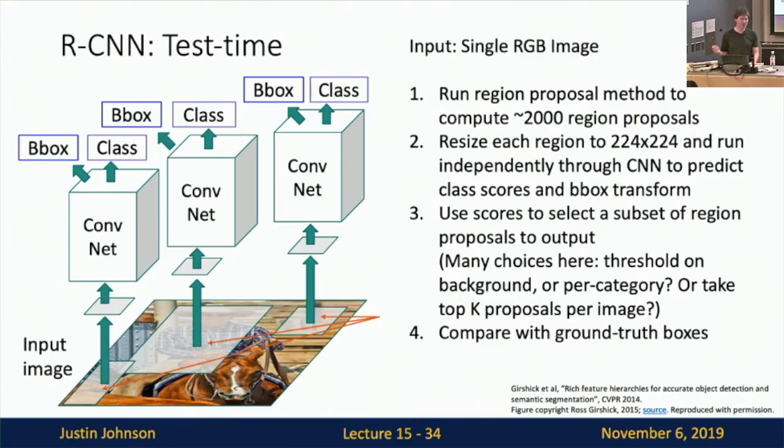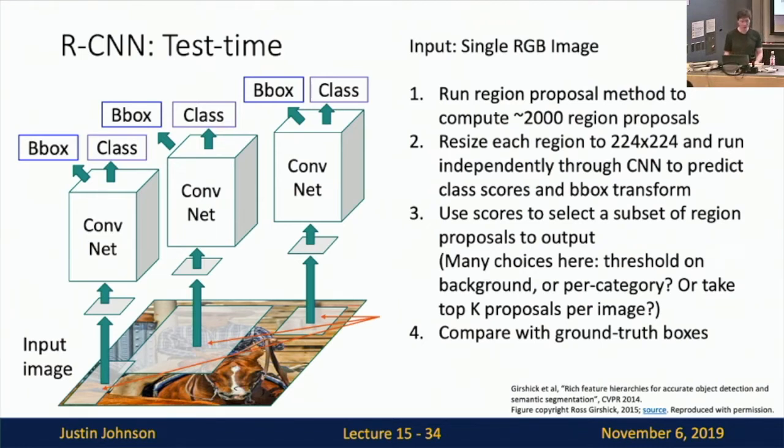So another option here is to set some threshold for each category, such that if the classification score for the category is above the threshold, then we output the box as a final detection. Otherwise, we don't emit the box. And exactly how you convert these scores into final detections depends on what downstream application you're working on.